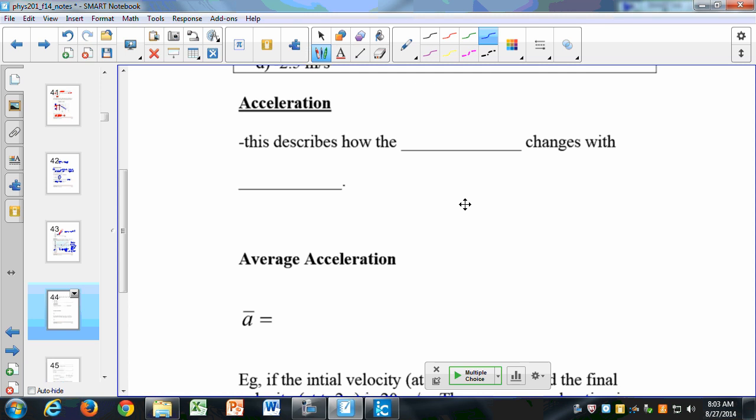Okay, so the acceleration, we've already talked about this a little bit. It describes how the velocity changes with time.